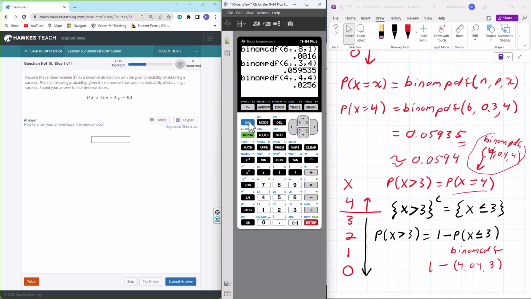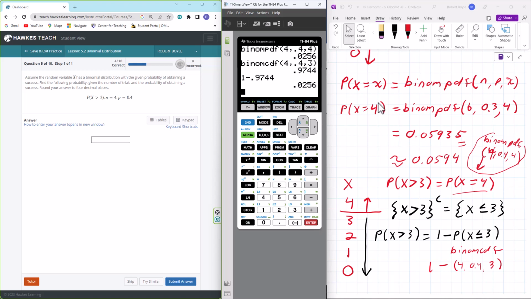Well, what if we did it the other way? Well, first we can compute binomial CDF, second distribution, go figure out where that is. There it is. 4 trials, 0.4 for p, x value is 3. There you go. And then 1 minus that value is the exact same thing, 0.0256.